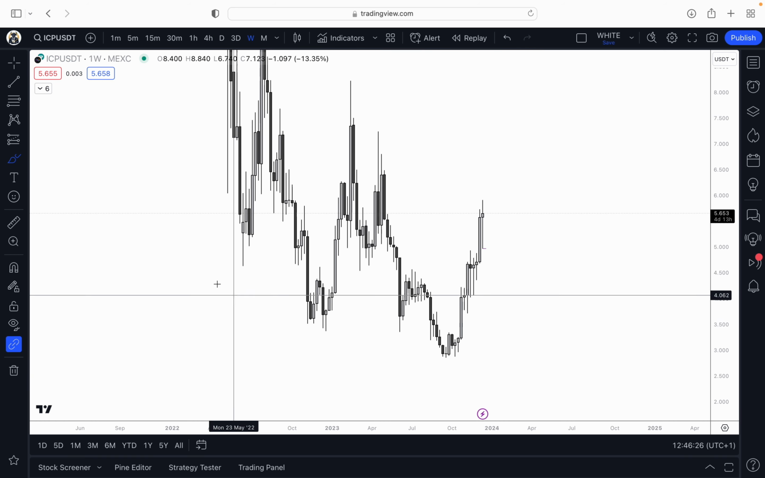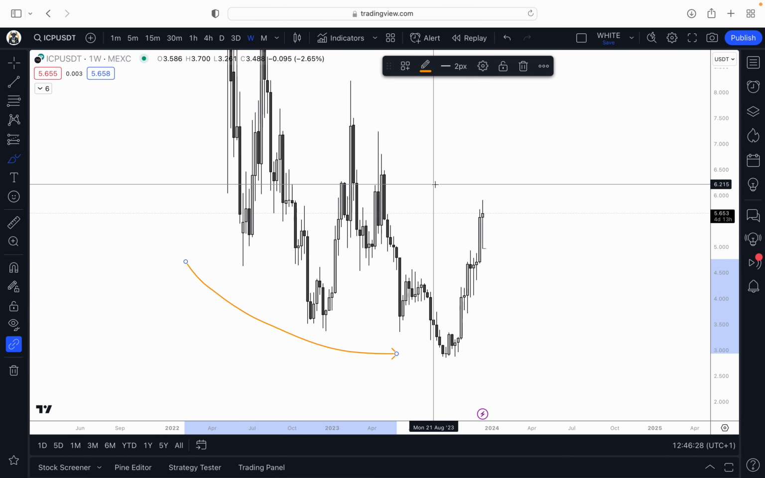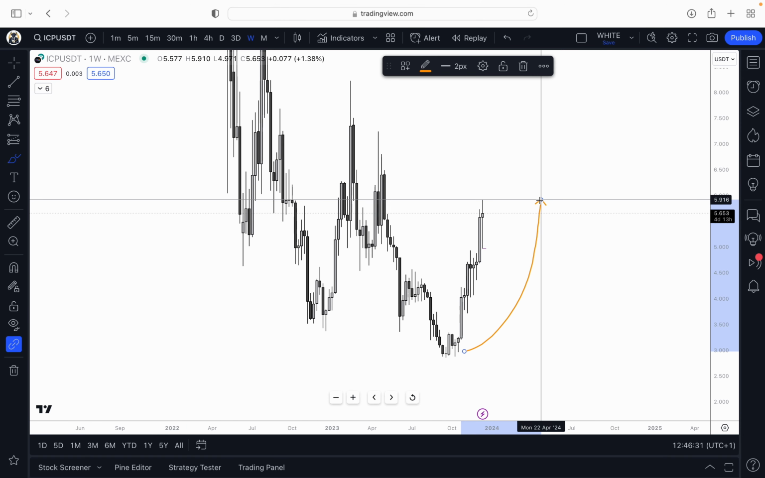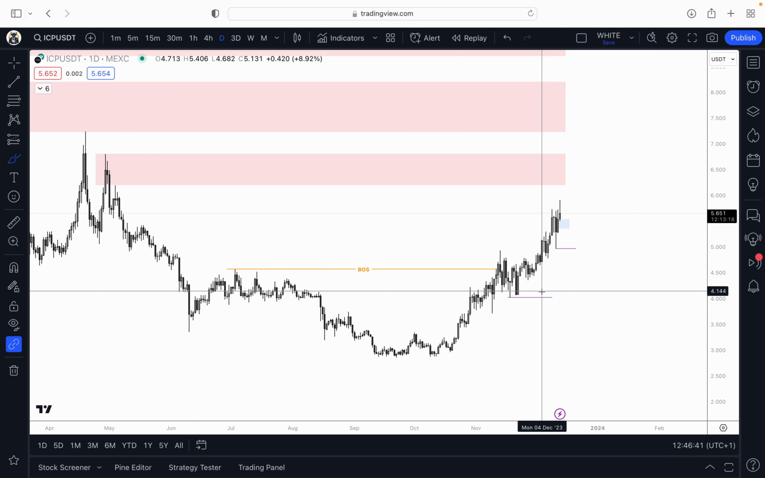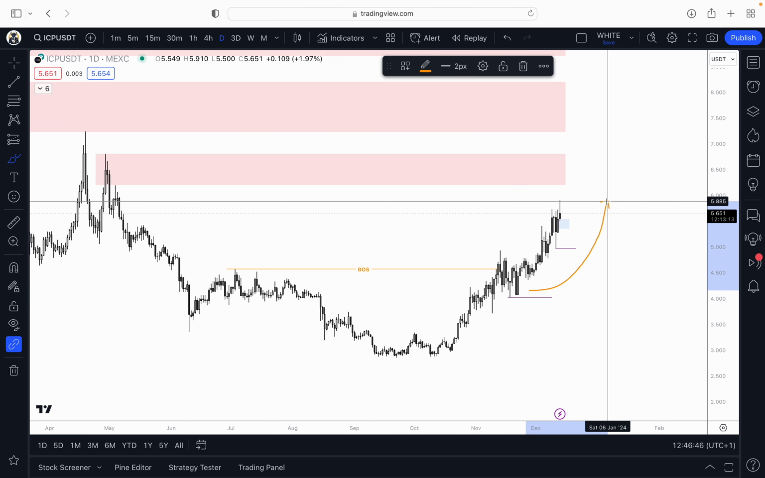So all in all, you can see we are in a bearish structure on the weekly time frame, but we are seeing this explosion right now. And on the daily time frame, we saw our first break of structure. So we moved into bullish order flow, which is a very good sign. And then we continue right now the bullish structure to the upside.